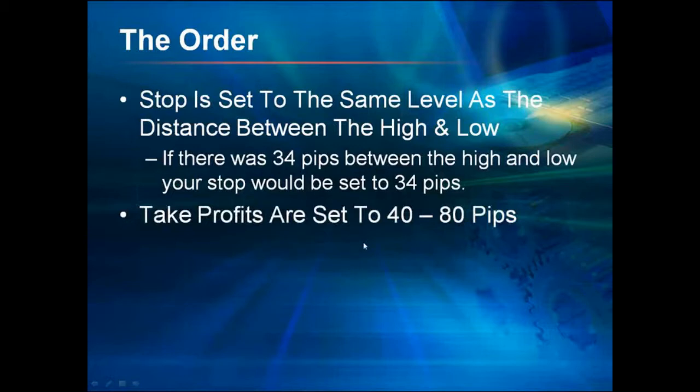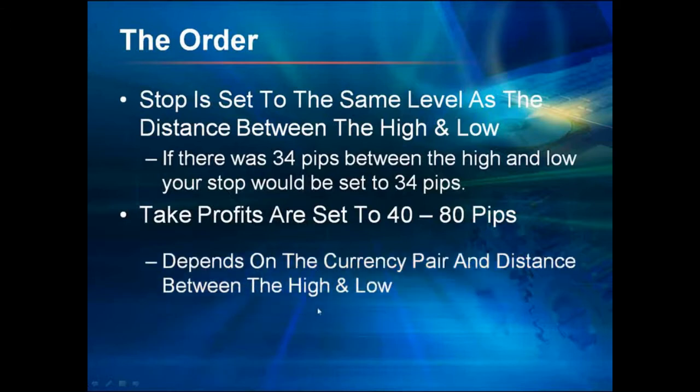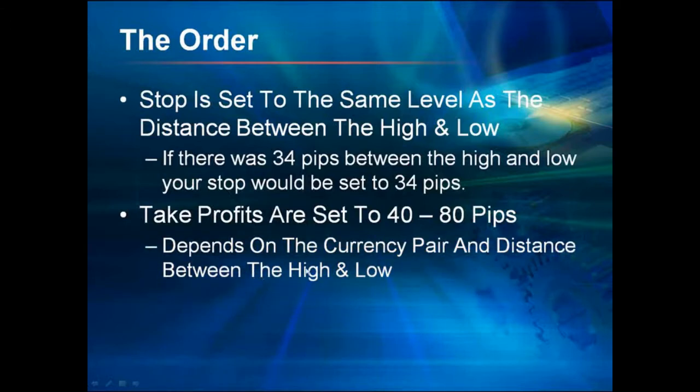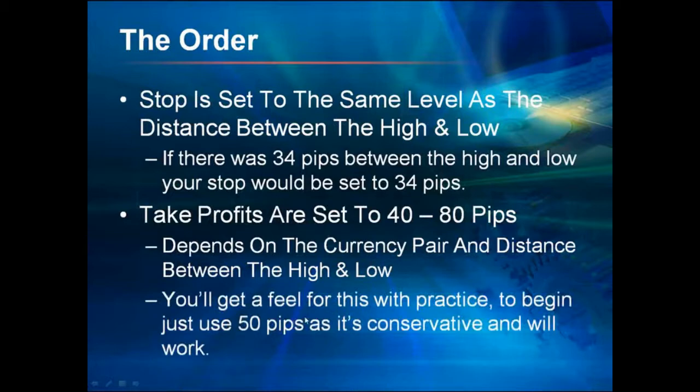Our take profits with this system are going to be set somewhere in between 40 and 80 pips. It depends a little bit on the currency pair and the distance between the high and low point. If it's closer to that number 50, it's more likely to break out and move more than 50 pips, so you might want to use a higher take profit level. If it's less than 50 pips, closer to 30 pips in between the two lines, then you might want to use a number like 40. You'll get a feel for this as you practice with the system.